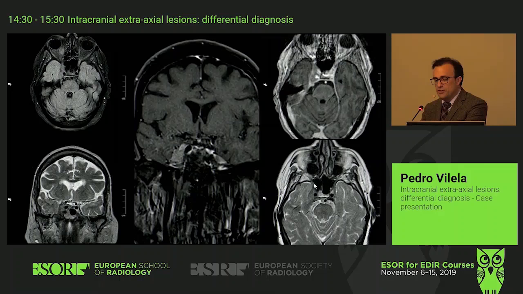So the differential would be that the meningiomas tend to be very, very slow growing, in opposition to the other lesions, and that's actually what happened. We followed the patient, and the lesion actually increased and could not be a meningioma. Very good.